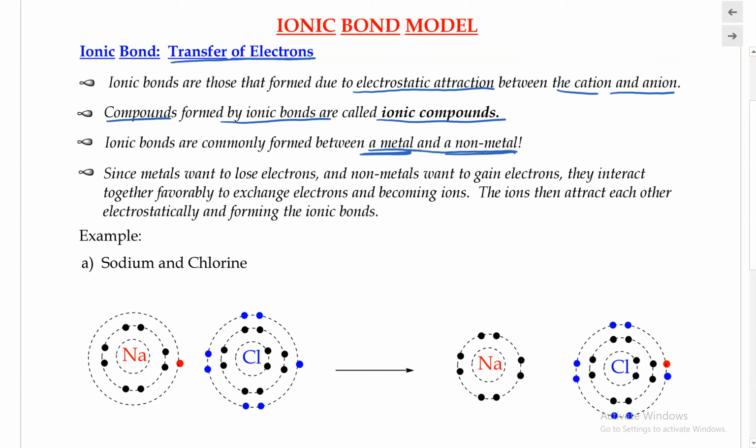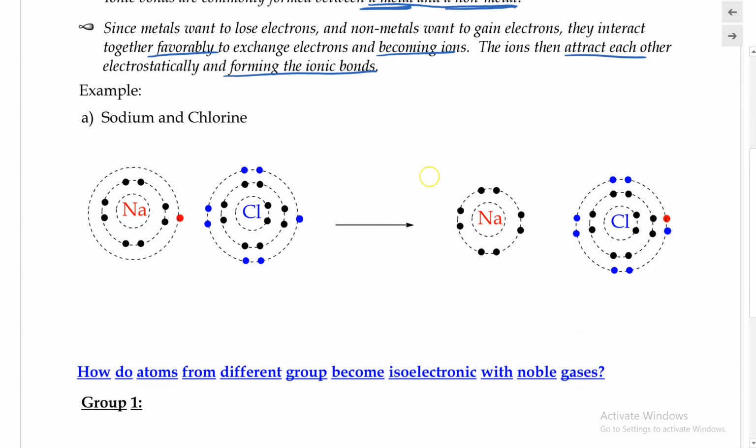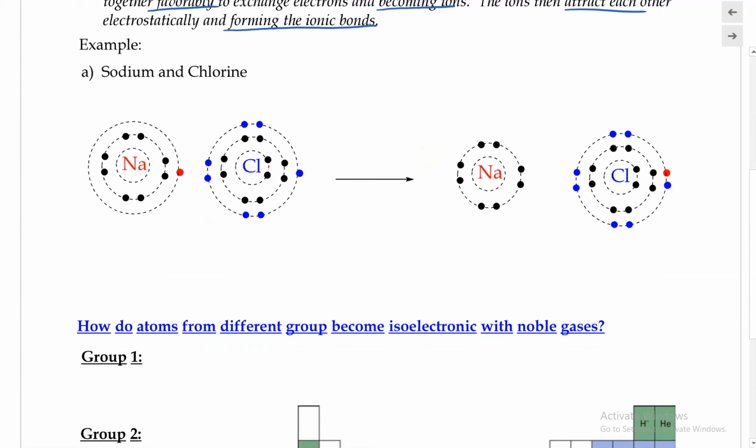And since the metal wants to lose the electron and the non-metal wants to gain electron, they will interact very favorably with each other to exchange electrons, and both of them then become ions. And the ions then attract each other electrostatically, therefore producing the ionic bonds between them. For example, sodium and chlorine. If we allow a sodium atom and a chlorine atom to come in and interact with each other, these two elements would then produce an ionic compound.